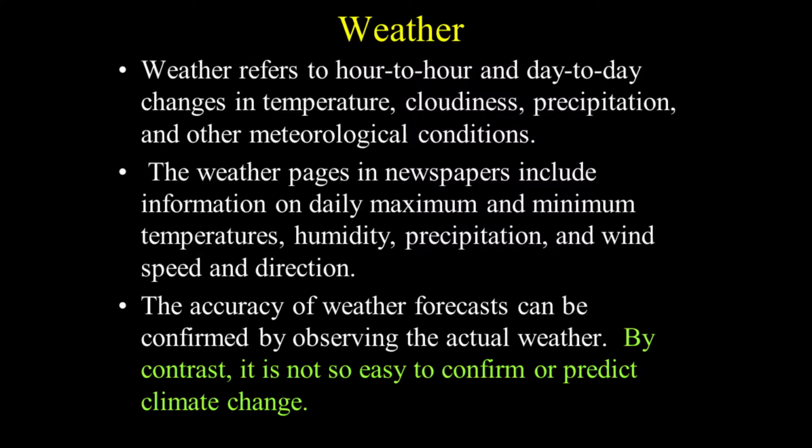Weather refers to hour and day-to-day changes in temperature, cloudiness, precipitation, and other meteorological conditions. The weather pages in newspapers include information on daily maximum and minimum temperatures, humidity, precipitation, and wind speed and direction. The accuracy of weather forecasts can be confirmed by observing the actual weather. By contrast, it is not so easy to confirm or predict climate change.